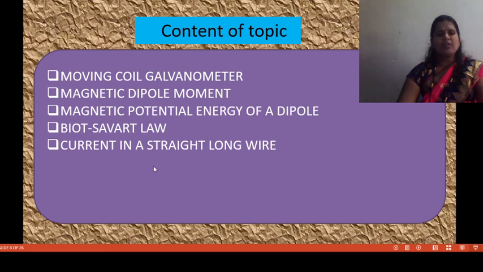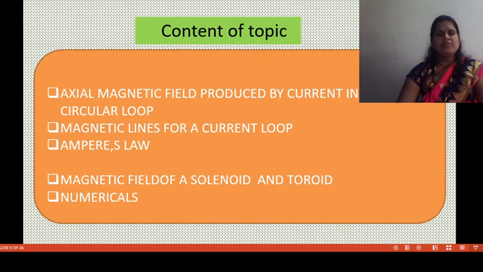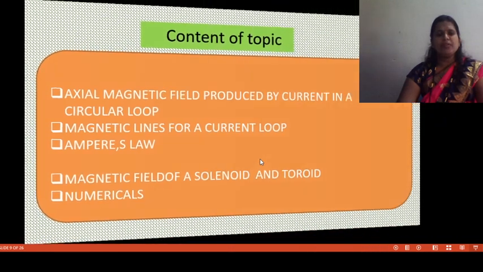long straight wire, force of attraction between two long parallel wires, magnetic field produced by current in circular arc of the wire. Then after we will see axial magnetic field produced by current in a circular loop, magnetic lines for current loop, Ampere's law, magnetic fields of solenoid and toroid, numerical.